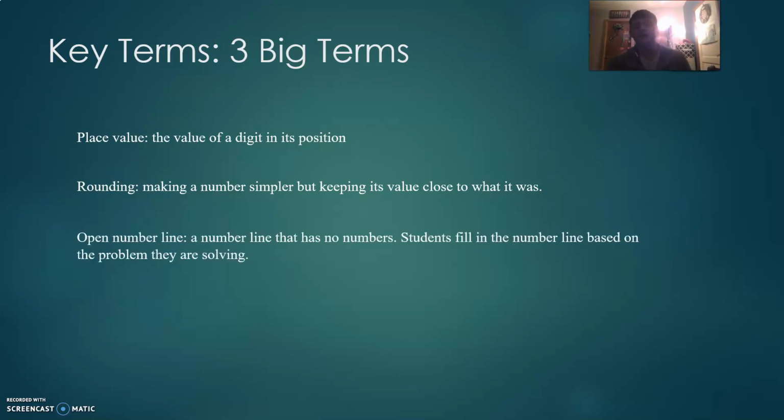An open number line is a number line that has no numbers, so students fill in the number line based on the problem they are solving. This allows them to create the different ranges that they want to work with and determine how big or how small a scale they want it to be. The open number line is just a variation on the number line, which has digits spread out throughout to help you determine where you need to be.